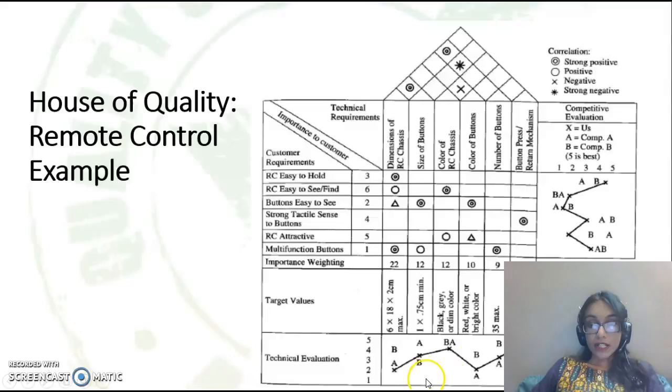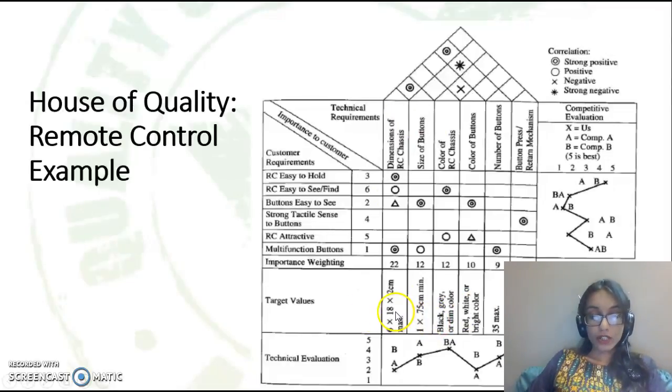Here we have the competitive analysis. We rank our own company and companies A and B over here in terms of each customer requirement. Here we rank our company X and the competitive companies A and B in terms of where they stand with regard to the technical requirements. Here we have the target values of each technical requirement which need to be achieved by your departments in order to meet the customer requirements.